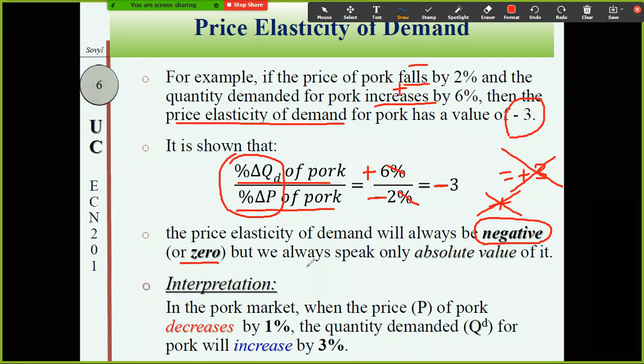But we always speak only the absolute amount of it. Absolute amount means we say only 3, not -3. We got the result, the price elasticity of demand of -3, but we don't say -3. We say only 3. Why? Interpretation.